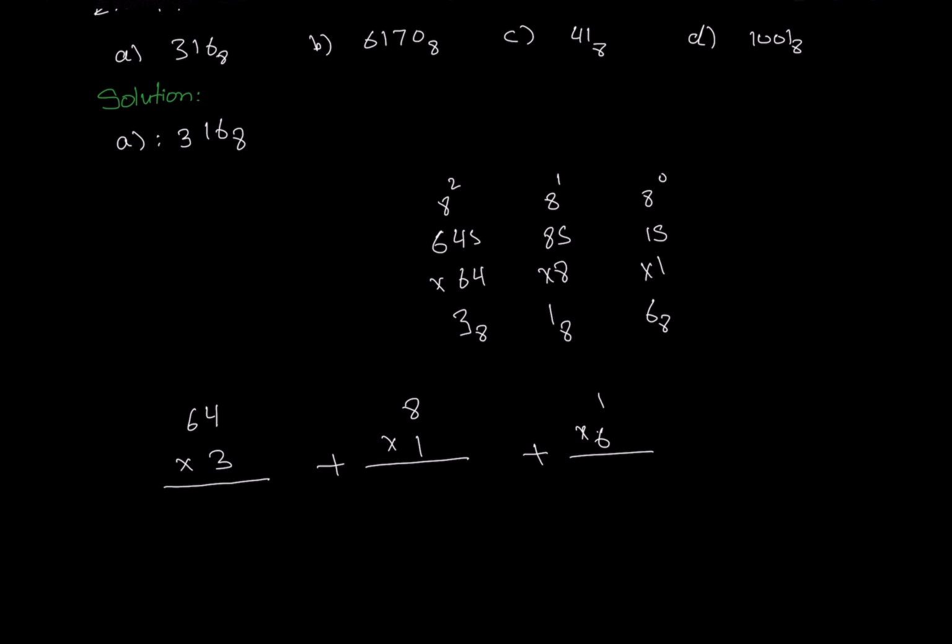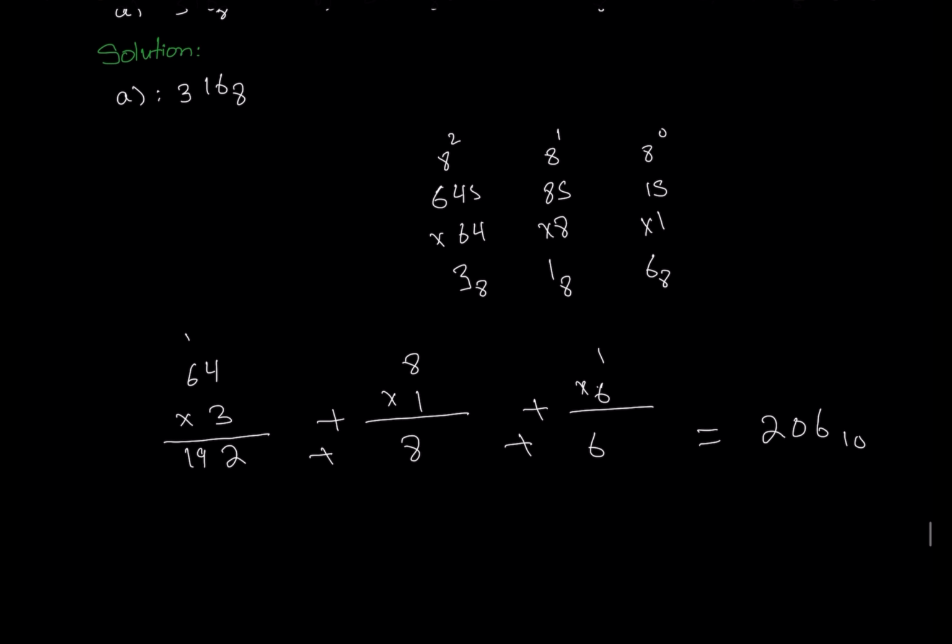So 3 times 64: 3 times 4 is 12, 1 will go there, 3 times 6 is 18, will be 19. 192 plus 8 plus 6. So that will give me 206 base 10. So the number was 316 base 8, and 206 is the decimal number.